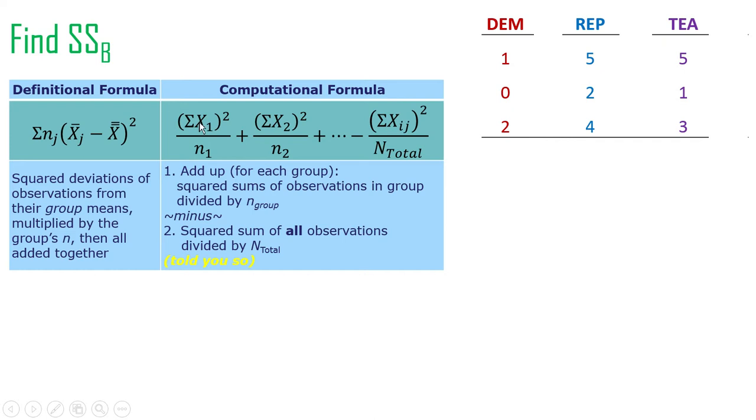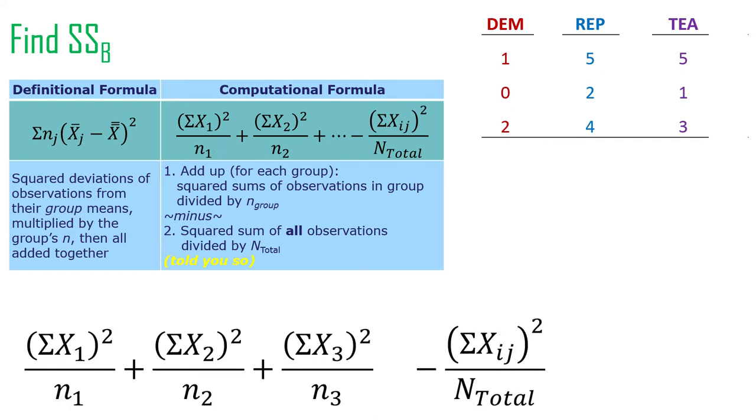This is equivalent to this. So let's put this formula in here. Let's see what we can figure out to do. There will be three groups. So there will be three groups of those, sum of x quantity squared divided by n of the group. So we'll do it first for the first group: 3 squared divided by 3.